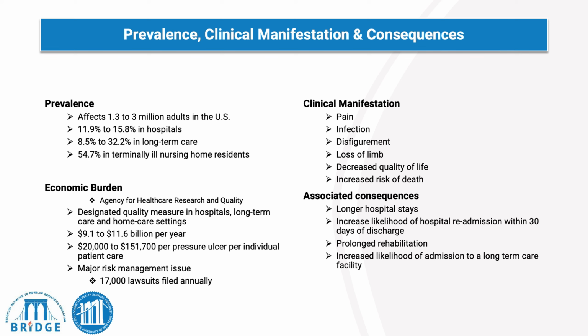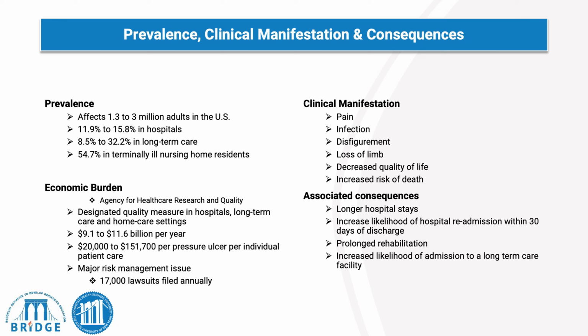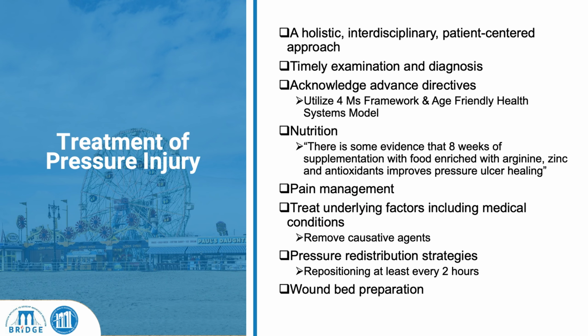How do patients with pressure injuries present? Many patients with pressure injury may complain of underlying pain. There may be associated infection, particularly at the site of the pressure injury. There's associated disfigurement and loss of limb. There's also an increased risk of mortality and decreased quality of life. Pressure injury is also associated with longer hospital stays, an increased risk of 30-day readmission, prolonged rehabilitation, and an increased likelihood of being admitted to a skilled nursing facility or a long-term care facility.